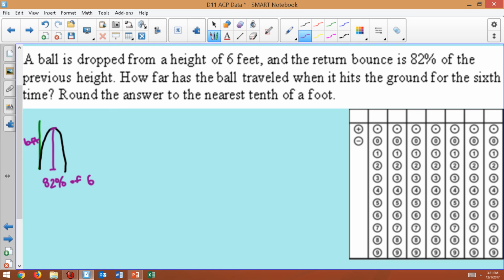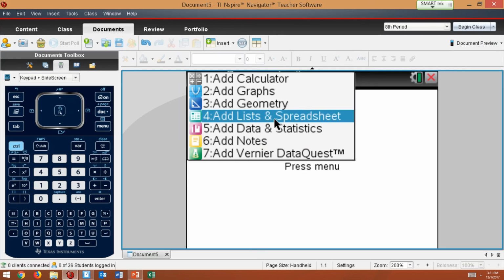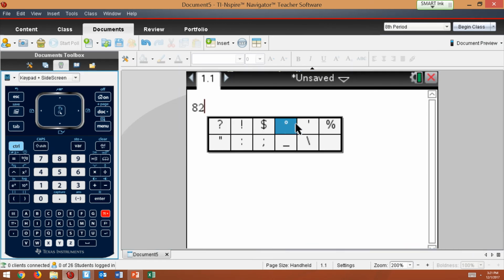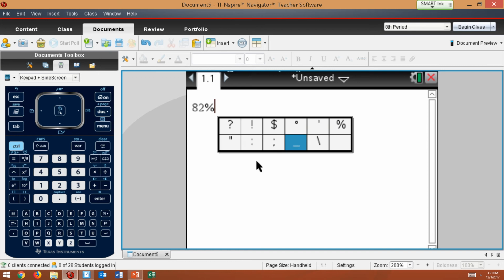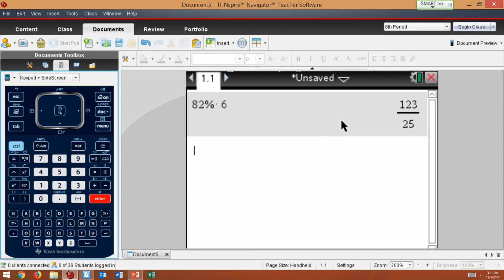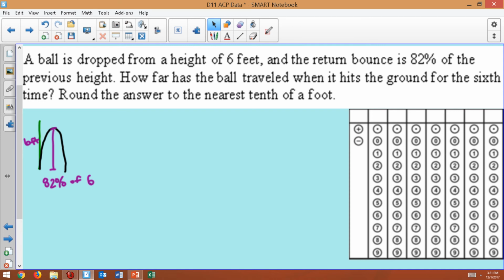Okay, and so we can go to the calculator and figure out what that would be real quick. So I'm going to add a calculator, and I would do 82%, choose percent here, and you're going to multiply that times 6 feet. And I'm going to do Control Enter to get this as a decimal at 4.92 feet. That means this bounces up a height of 4.92. That up there is 4.92 feet.